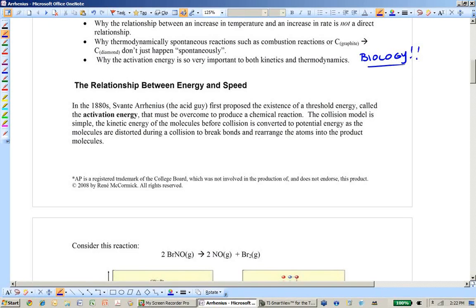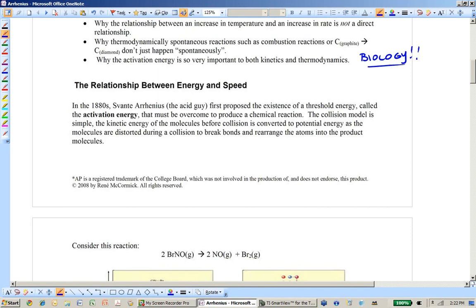So, in the 1880s, Arrhenius, the acid guy, first proposed the existence of some threshold energy, and he called it the activation energy. Thank God he had some good sense, and he called it something that made sense. Activate the process, you got to overcome the activation energy. So that's got to be overcome to produce that reaction.